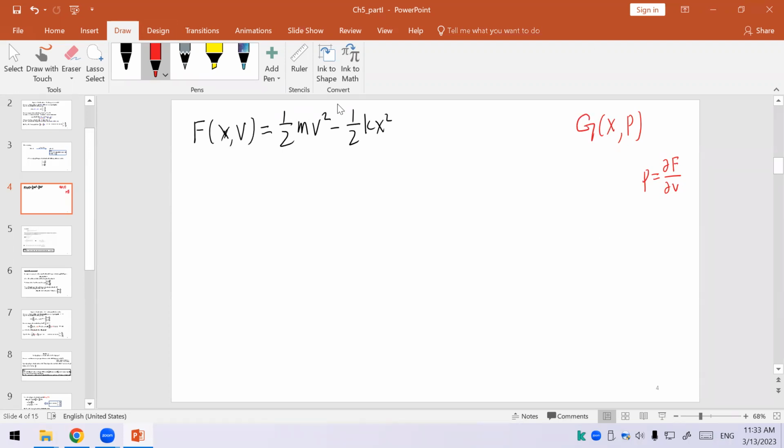When you look at this function, you might recognize that it basically is the Lagrangian of a simple harmonic oscillator. However, at this moment, I want you not to worry about what this is. Just forget the physical meaning of this function. Just treat it as a mathematical function of two variables, and follow the exact same procedure to give me this g(x, p). Try to spend a couple minutes on this.